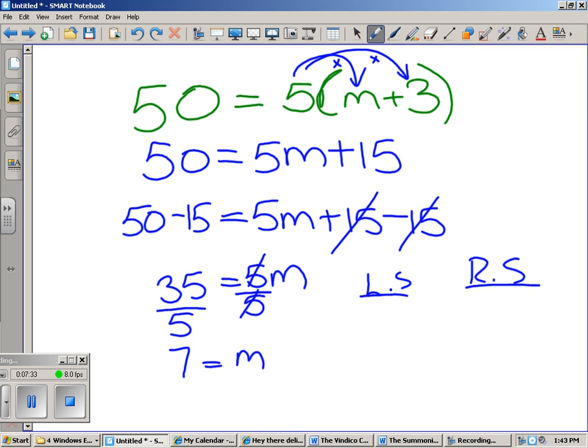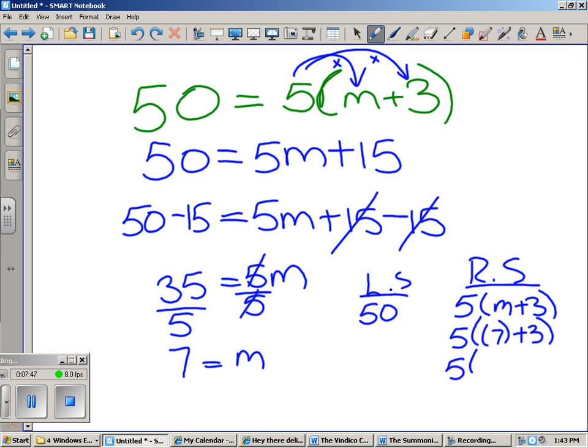I do left side, right side. The left side was 50. The right side was 5, m plus 3. I substitute wherever I see that m. I still have to do inside the brackets, so that's 10. That equals 50. That equals 50. My left side equals my right side. So I am done and ready to go to the next question.